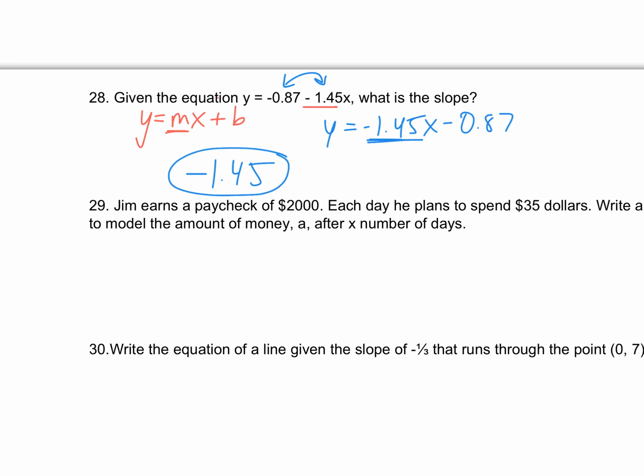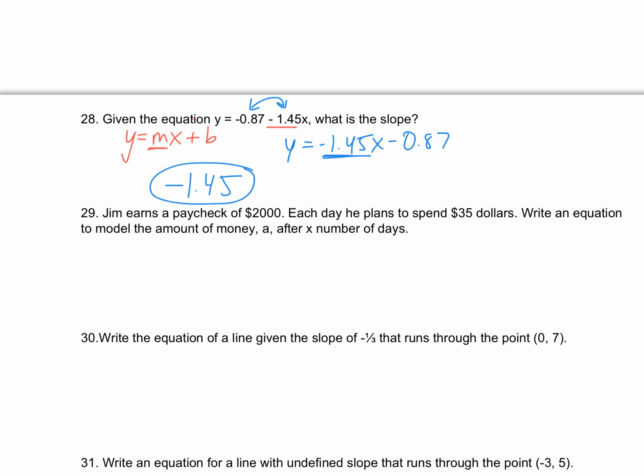Looking at 29, it says Jim earns a paycheck of $2,000. Each day he plans to spend $35. Write an equation to model the amount of money A after X number of days. So if Jim earns $2,000, I know that's going to be a constant. So my amount of money is going to equal $2,000. And then he spends $35 per day. So that's my rate. If X is the number of days, I'm just going to subtract out the $35 times X. And then I've got my equation for the amount of money.